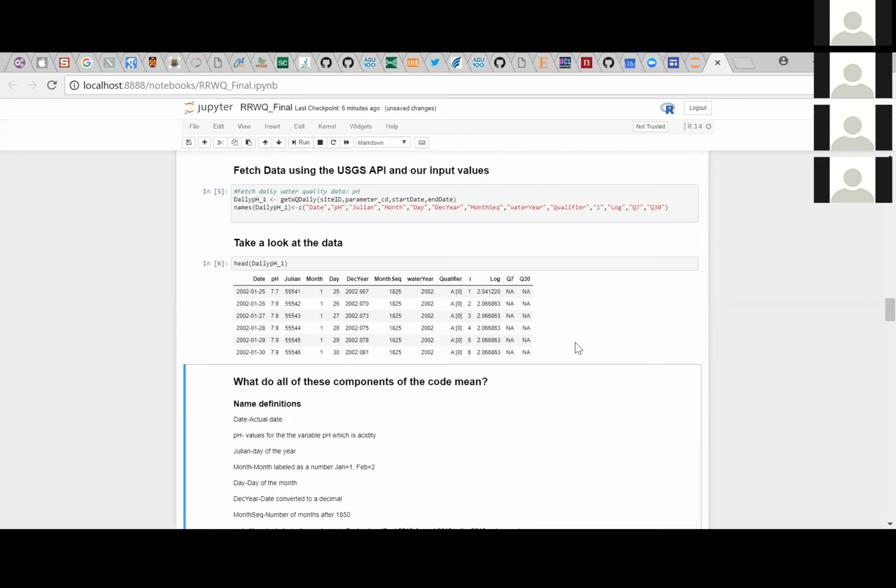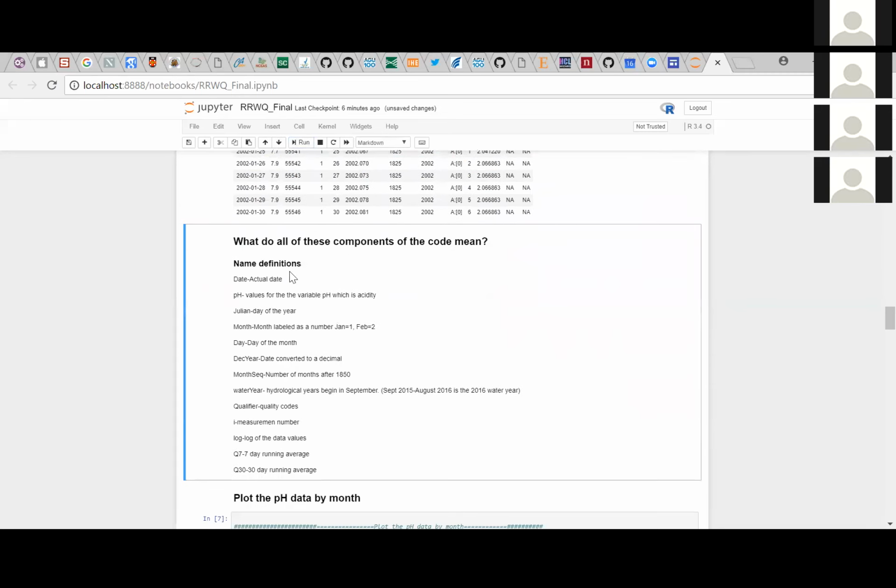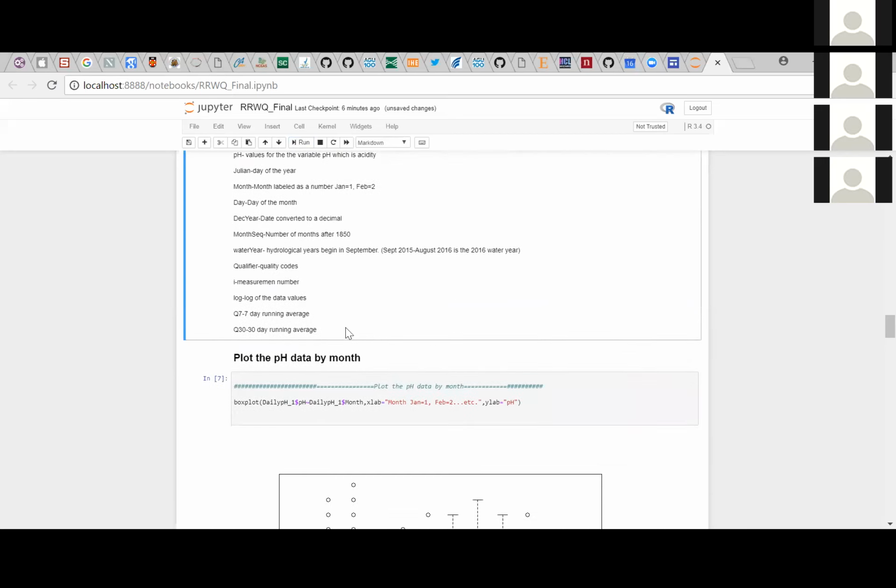You get your date, your pH values, and then some decimal year month sequences, as well as some statistics like the 7-day averages or the 30-day averages. And so here's a little bit more about what those components mean. I won't go into it now, but you can look at it on the binder link.